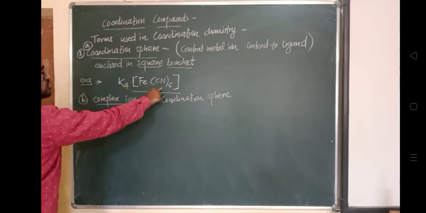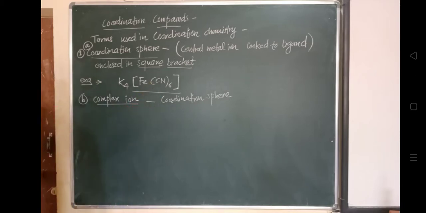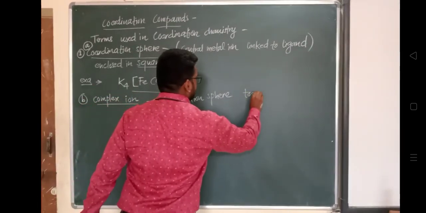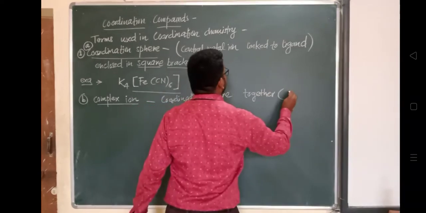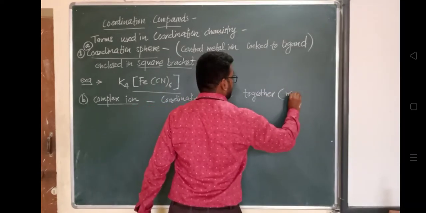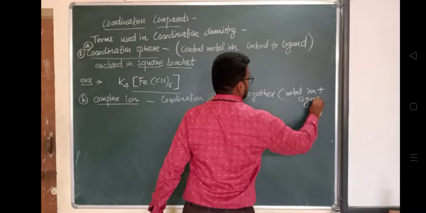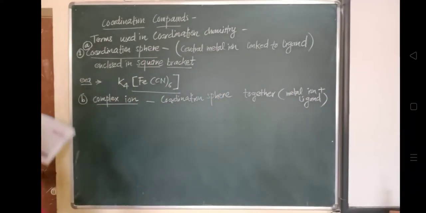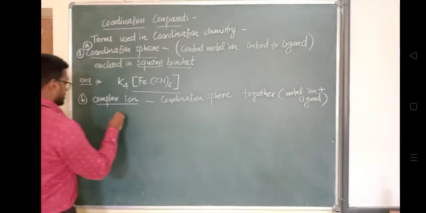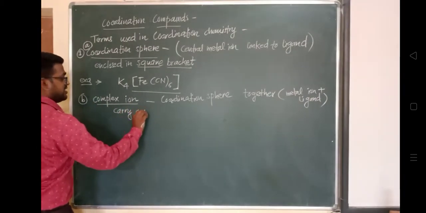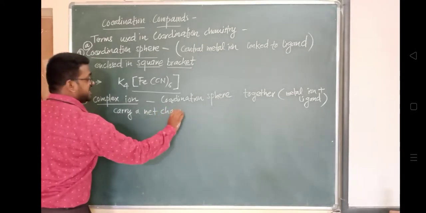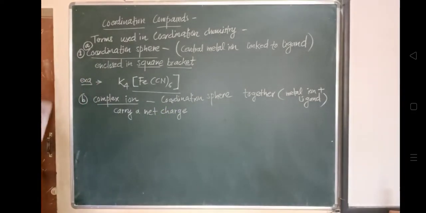that is, metal ion plus ligand together carry a net charge, if we show a net charge on them, that is called a complex ion. So a complex ion is a coordination sphere in which the metal ion plus ligand together carry a net charge.